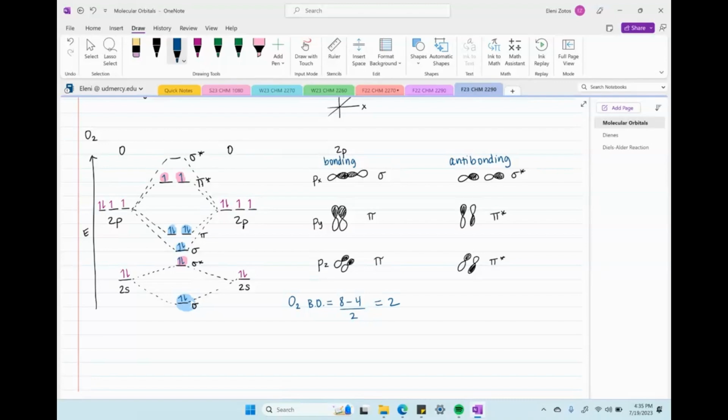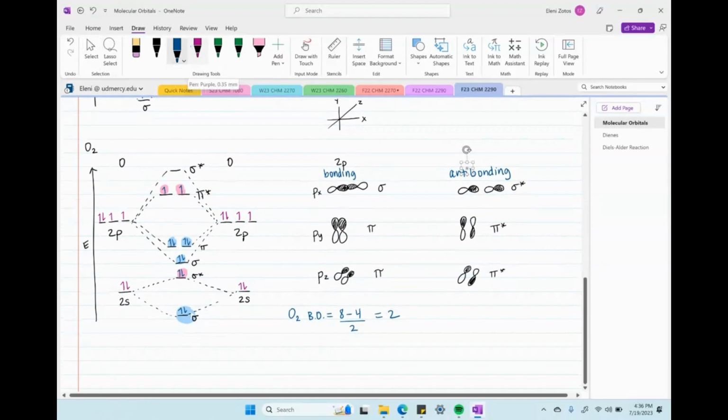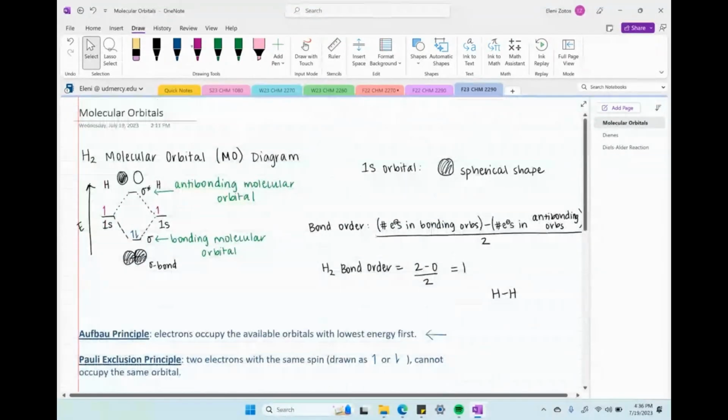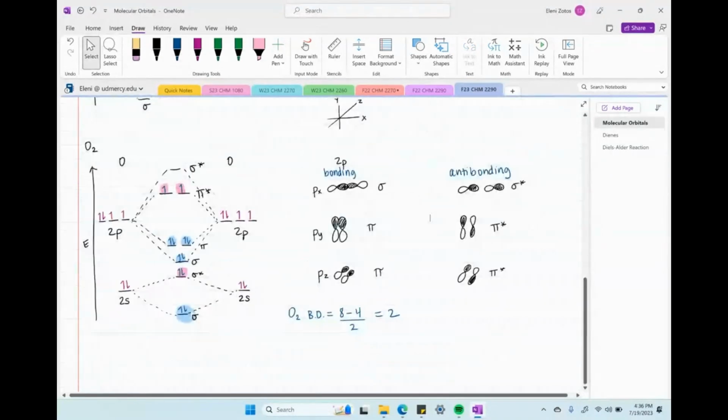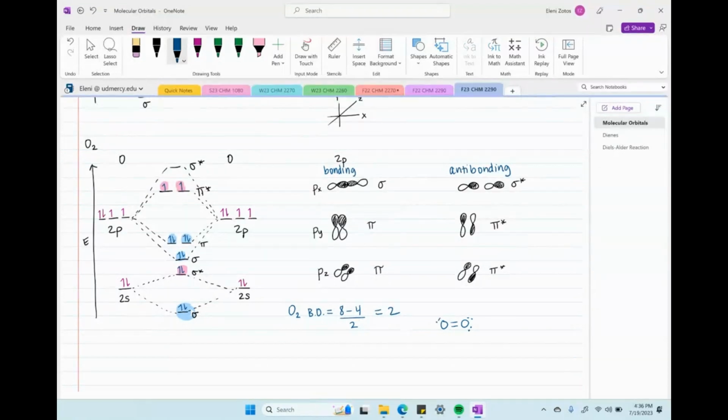Now that means the bond in dioxygen is a stronger bond because it has a higher bond order than the bond in dihydrogen, which has a bond order of 1. And again, this aligns with our Lewis structure of dioxygen, where we have a double bond between the 2 oxygen atoms, and that aligns with having a bond order of 2.